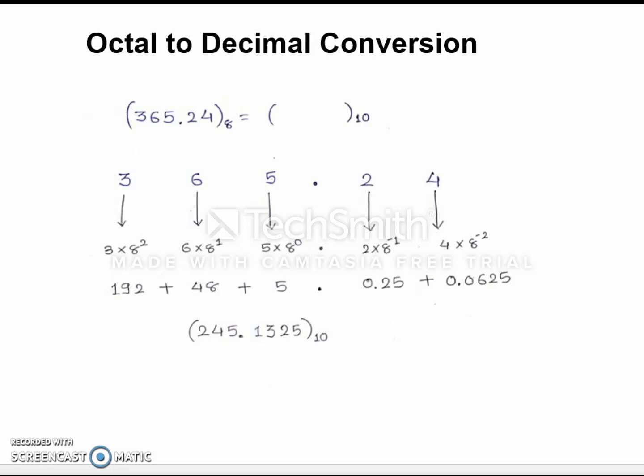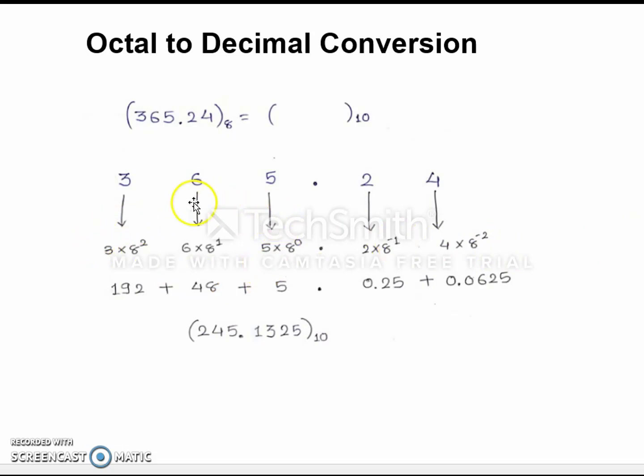Let's take an example of octal to decimal conversion. The given number is in octal format, that is 365.24, and we have to convert that number into decimal. So as we discussed earlier, we have to multiply with 8 raised to 0, 8 raised to 1, 8 raised to 2 and so on in integer part. In fractional part, 2 into 8 raised to minus 1, 8 raised to minus 2 and so on.